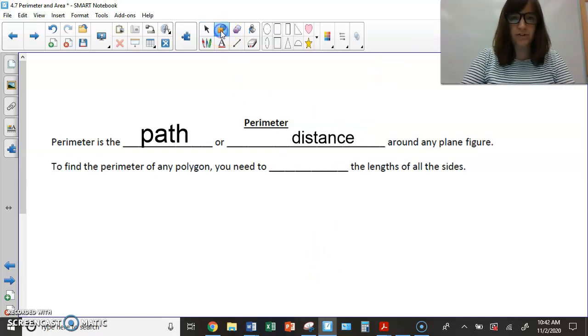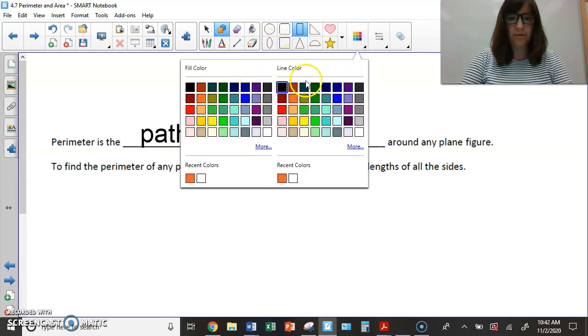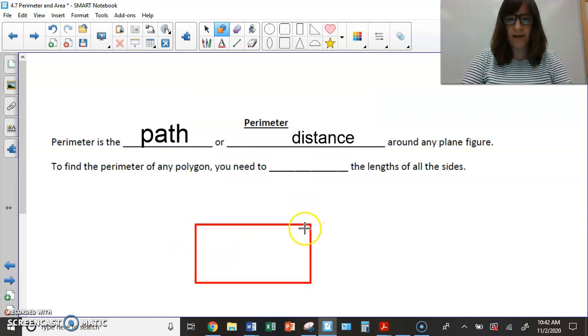So if I were to draw a shape right here, okay, my perimeter would be this red line, okay? It would be the distance around it. How long is this line? If I took this red line and I stretched it out, how far would it stretch?